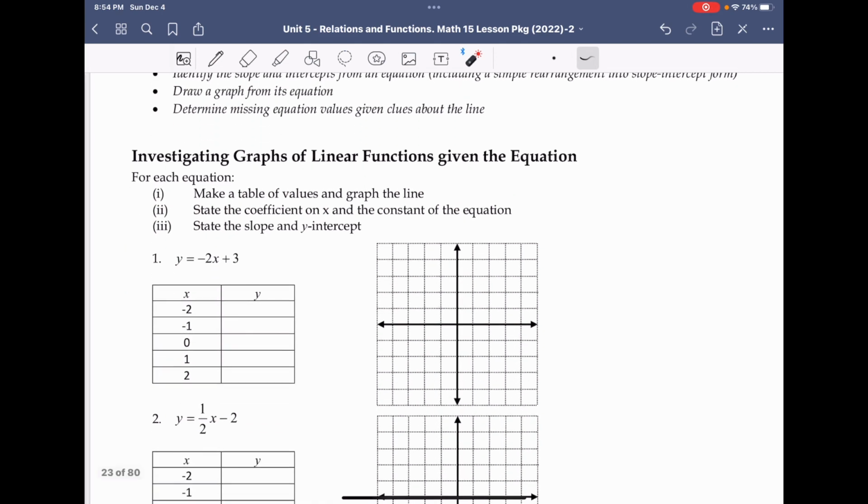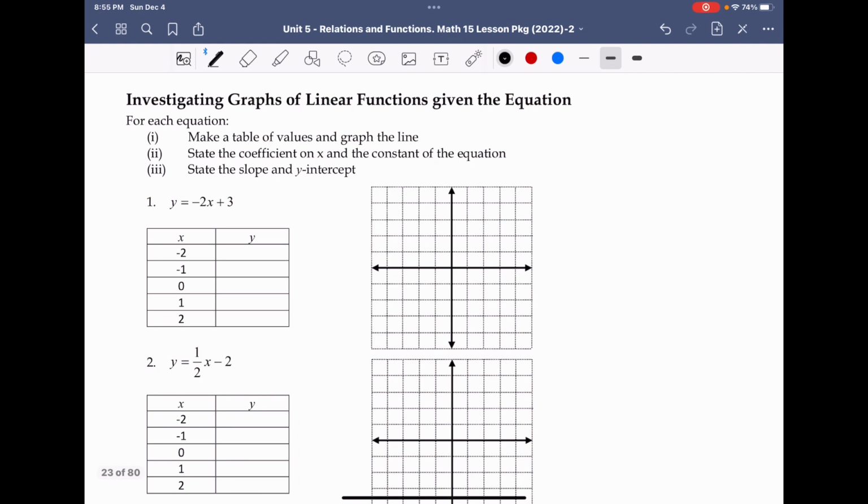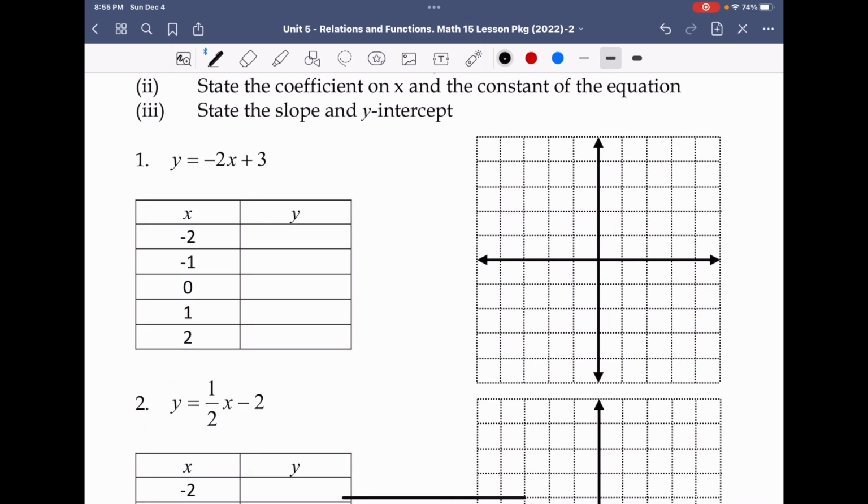So let's go down to our first piece of today's lesson. What we're going to do is make a table of values, state the coefficients of x and the constant terms in each of the equations, and then state the slope and the y-intercept. So right away, to build the table of values, we take each of these x values and plug them in for the x in our equation, and it will give us an output value of some y.